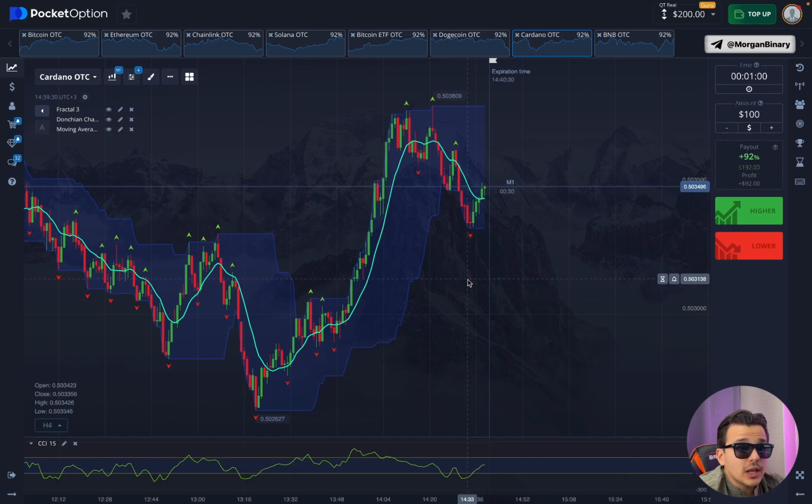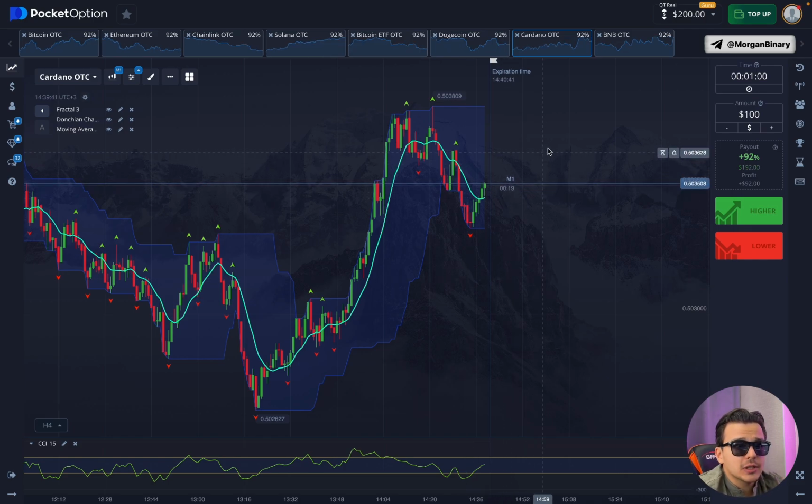Let's begin with a $100 trade, which is half of my starting balance. And I will open all trades on 1 minute time frame. So let's start the analysis and pick the first asset for the most optimal entry into the trade.